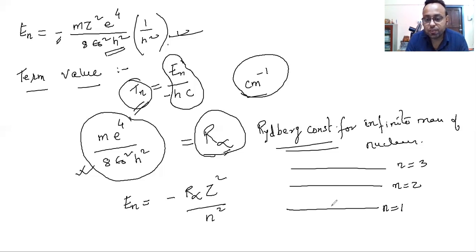Now suppose your electron is at rest in the first orbit, suppose it is here, n equal to 1. Now because of some source of energy, suppose energy is input from outside, then this electron will jump. It can go to this level, or it can go directly to n equal to 3. Okay, this is the transition. So this is my initial state, and this is my final state.